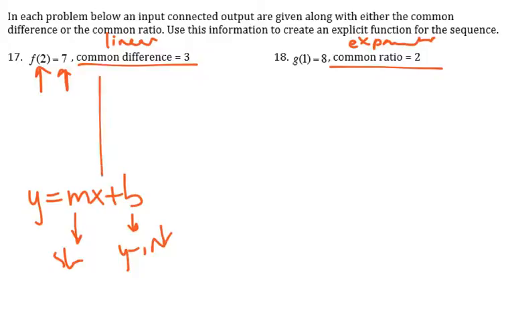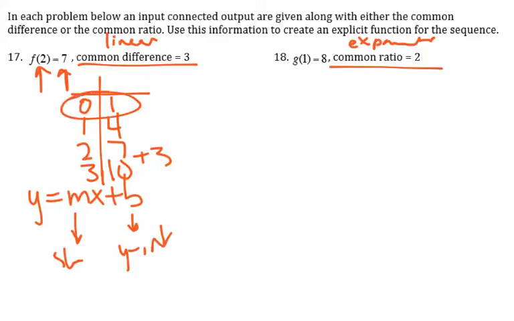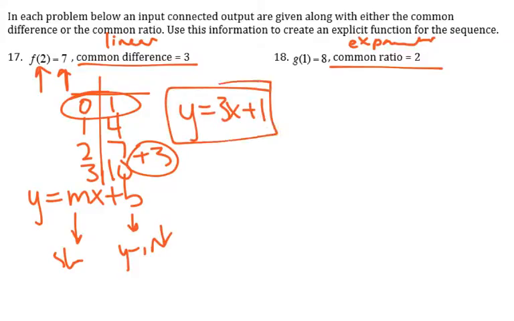So, start out by making a table. I know that we go 0, 1, 2. At 2 we have 7. And then as we grow, we have a difference of 3. So we're adding 3. So this would be 10. If we go backwards, that would be 4. That would be 1. There's our starting. And there's our slope. So we go y equals 3x plus 1. And there's our explicit equation. Or you could go f of x equals 3x plus 1. Same thing.